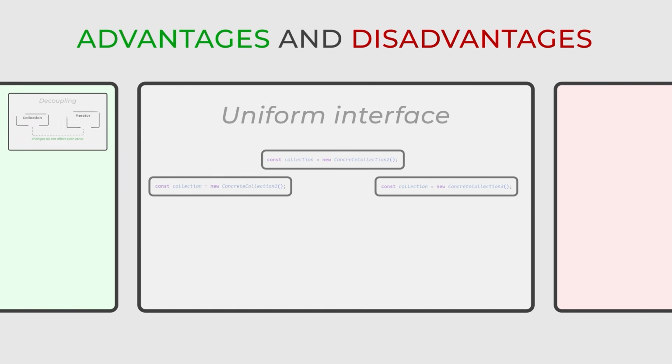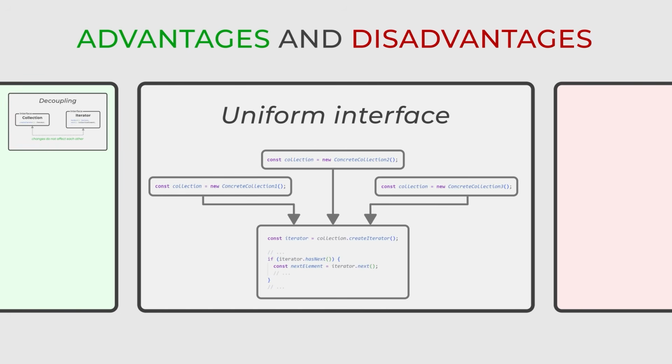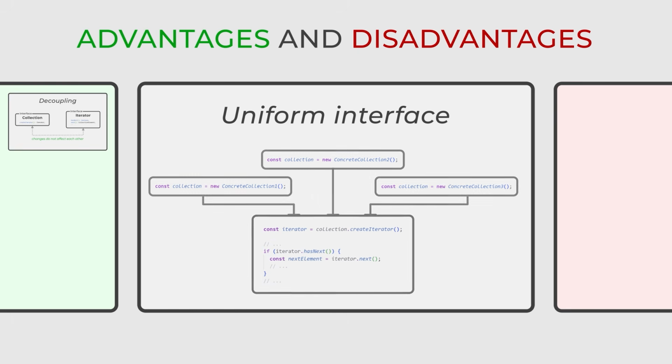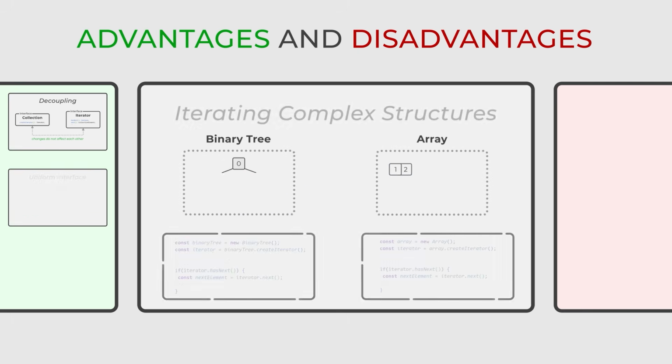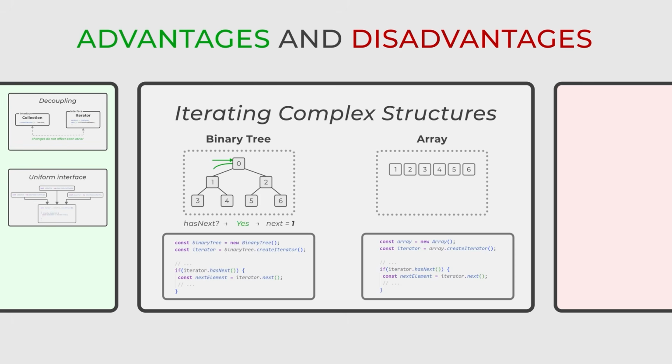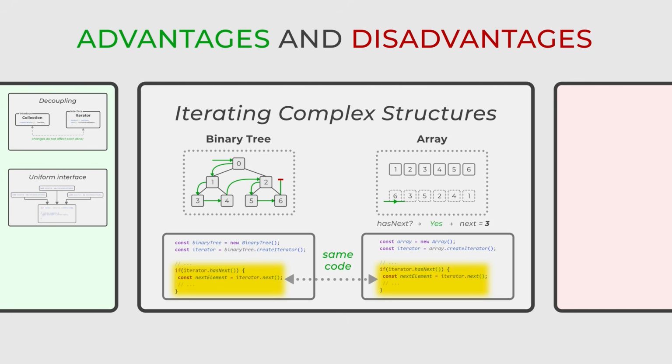Additionally, the iterator pattern provides a uniform interface, ensuring a consistent and straightforward way to access elements across different collections. This uniformity significantly simplifies the client code, making it easier to manage and understand. Another advantage lies in the pattern's ability to handle iterating over complex data structures. This ensures that the complexities involved do not burden the client, allowing them to concentrate solely on their tasks.